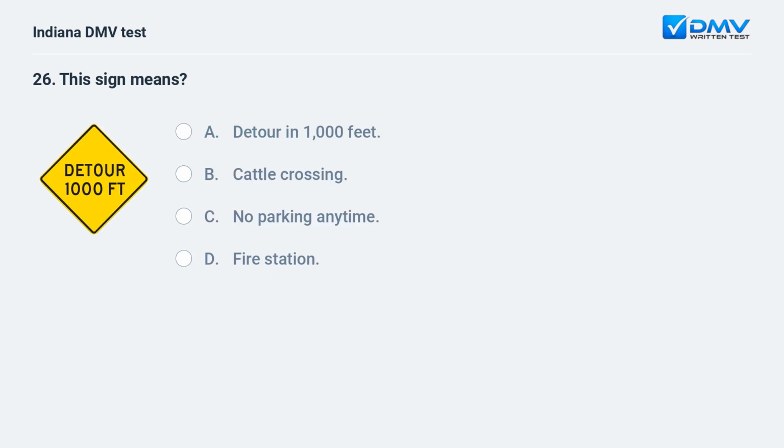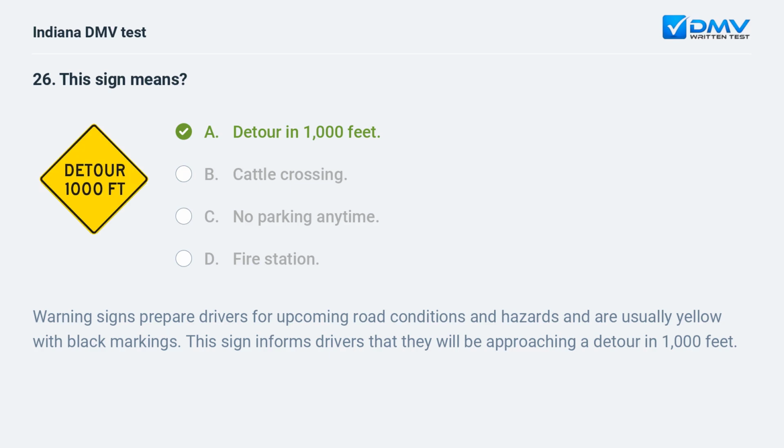This sign means A. Detour in 1,000 feet. B. Cattle crossing. C. No parking anytime. D. Fire station. A. Detour in 1,000 feet.